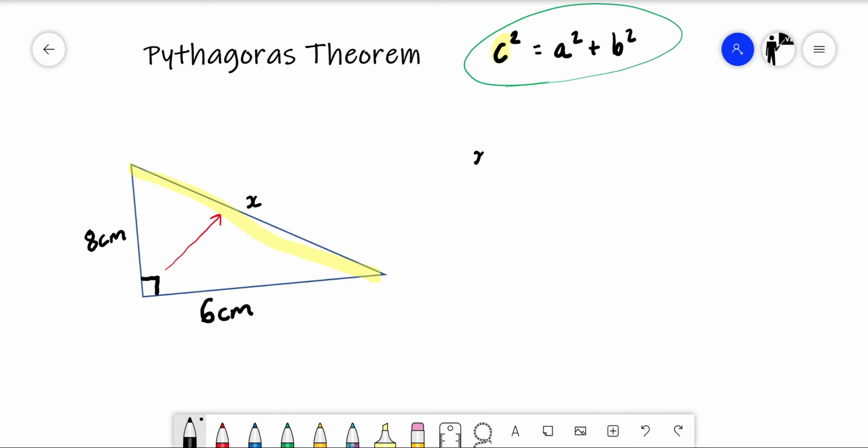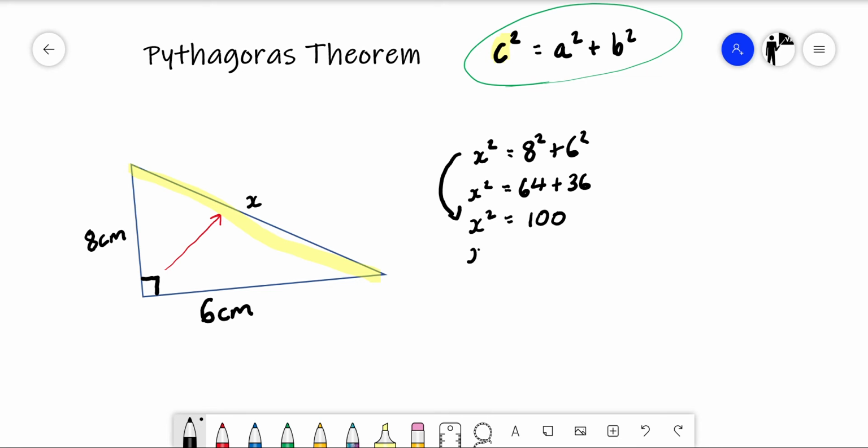So we're just going to substitute in our values. We're going to have x squared is equal to 8 squared plus 6 squared. This could come up in a calculator or non-calculator situation. 8 squared is 64, 6 squared is 36. So x squared is equal to 100. If you had a calculator, you'd just go straight from line 1 to line 3. At this stage, x squared is 100, so to figure out x, we need to square root that. So x is going to be 10 centimetres.